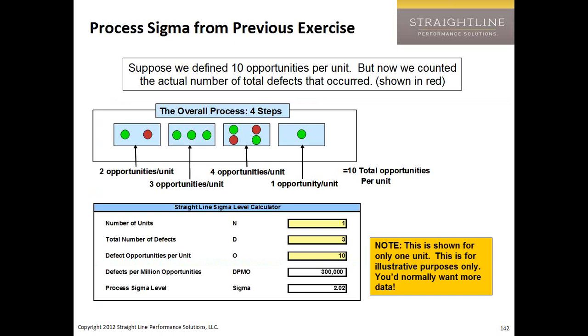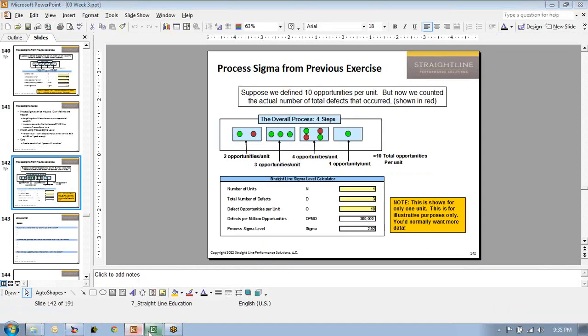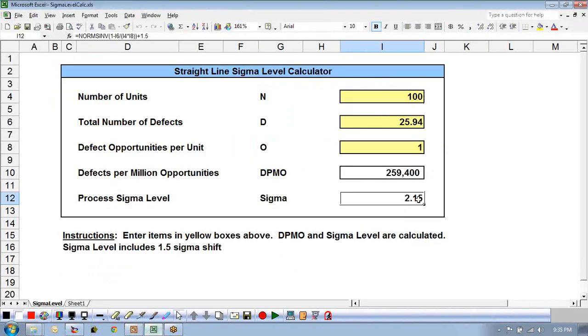Okay, before we go on, I wanted to also show you a couple more things in the Sigma level calc. And just to give you an idea of what various Sigma levels are, we can kind of play games around this. So let me just do, let's see, what if we had 1,000,000 units?